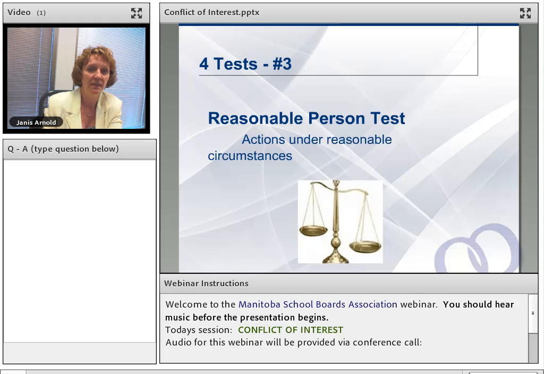However, this test has a little more shades of gray feel to it. What may seem reasonable to one may not to another. It is important to have those conversations regularly at your board table and review your policies.